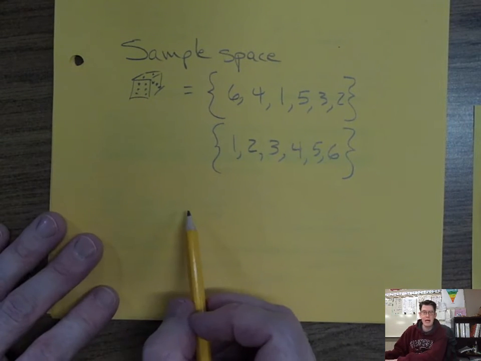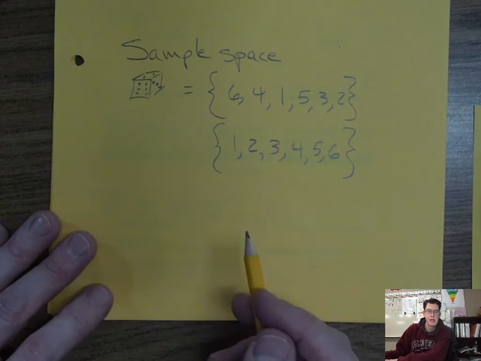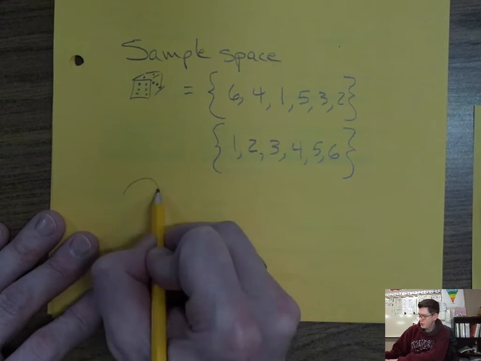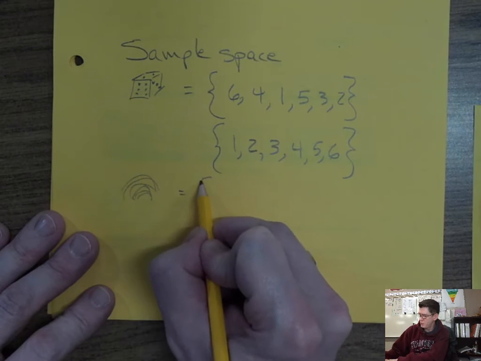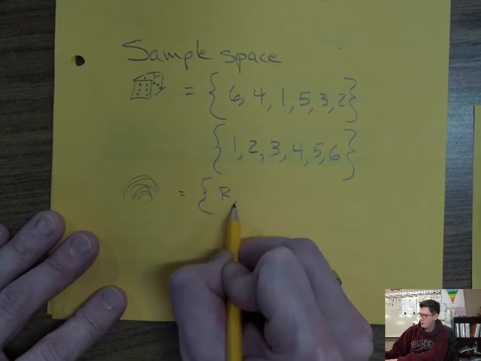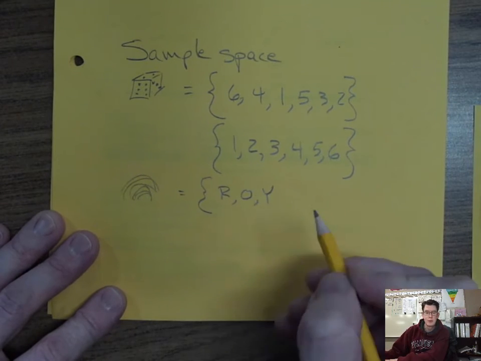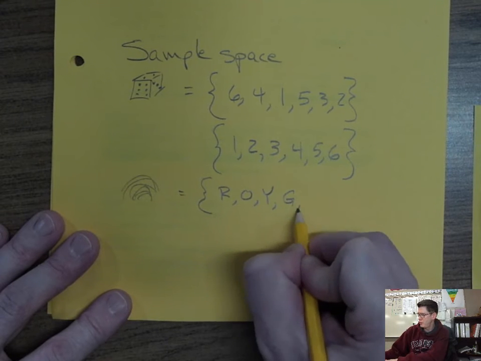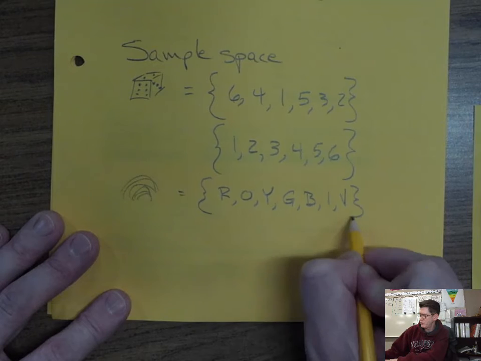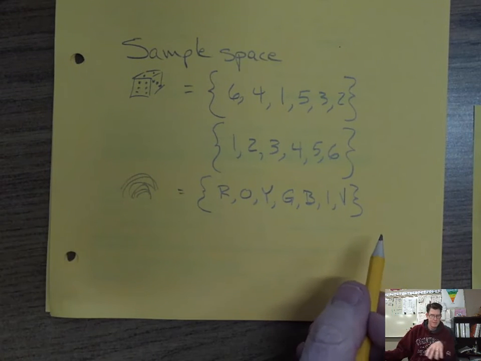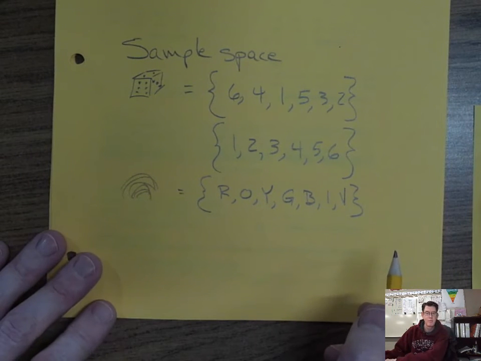If I want to choose a color of the rainbow, so you know here's the rainbow, what's my sample space? Well, there's red, orange, yellow. Let's see, Roy G. Biv: green, blue, indigo, or violet. That is the sample space of colors on the rainbow.